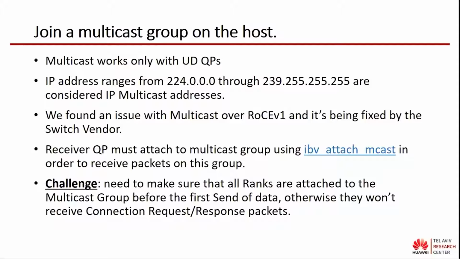So in order to attach a QP to a multicast group, you need to run ibv_attach_mcast. And with that, all packets with that group will be forwarded to the QP. We might add a little challenge here. We need to make sure that all ranks are attached to the multicast group before the first send of the data. Otherwise, the packets will not be delivered.